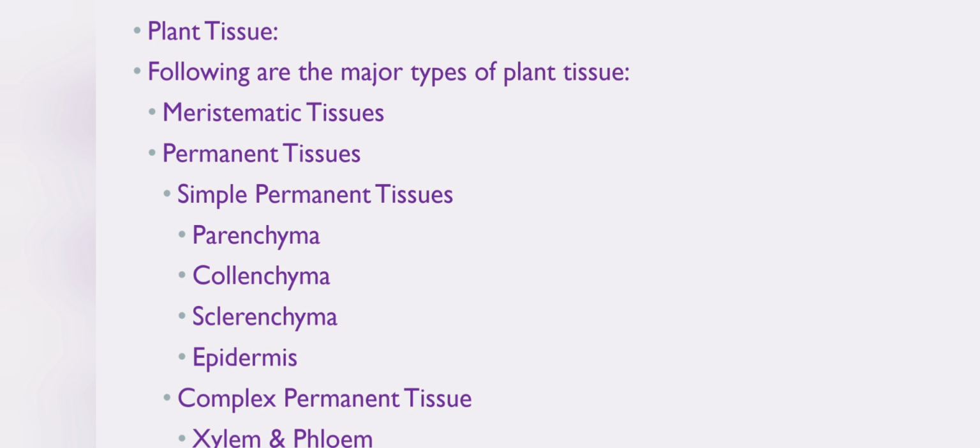So don't get confused. Here meristematic tissue and permanent tissues, these are of two types. Then again permanent tissue is divided into simple permanent tissue and complex permanent tissue. Then simple permanent tissue is divided into parenchyma, collenchyma, sclerenchyma and epidermis. Then again complex permanent tissue is divided into two types, that is xylem and phloem. Let us study one by one in detail.